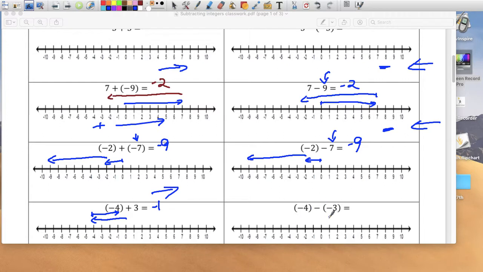-4 minus -3. -4. Minus means vamos a la izquierda, right? Let's go to the left. But this number doesn't obey me, it doesn't want to listen. It's saying no, I don't want to go left. Voy a la derecha. So he goes to the right: 1, 2, 3. And you get the same answer.